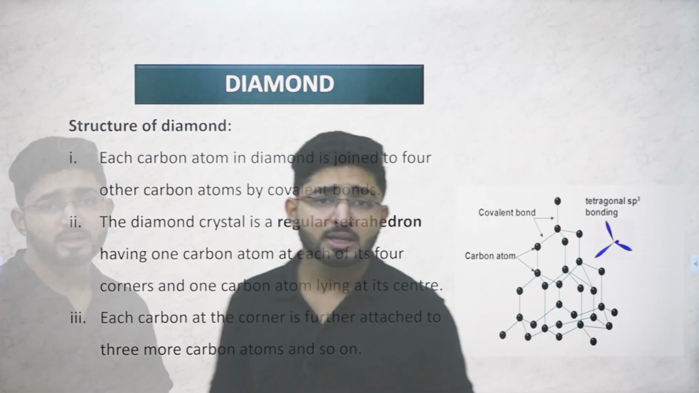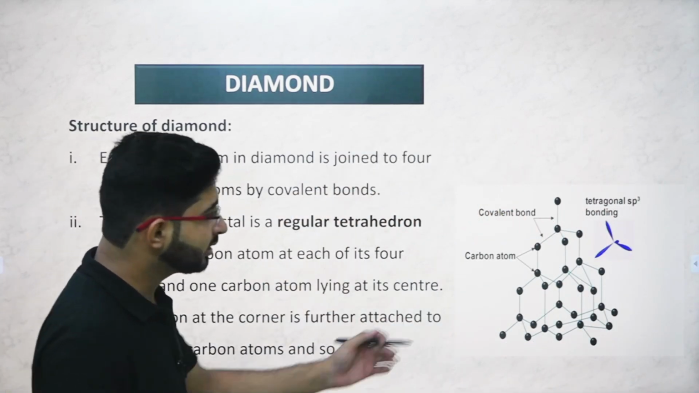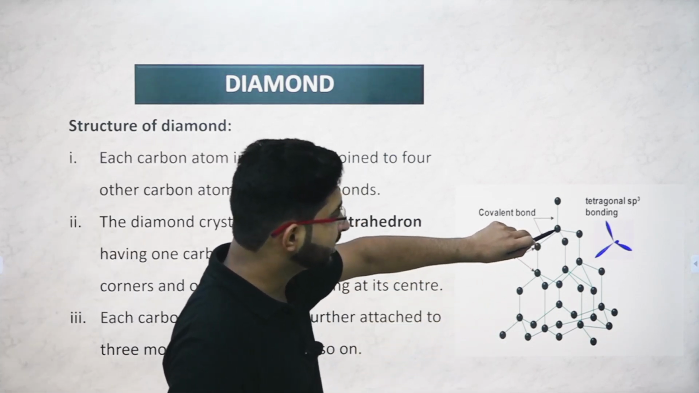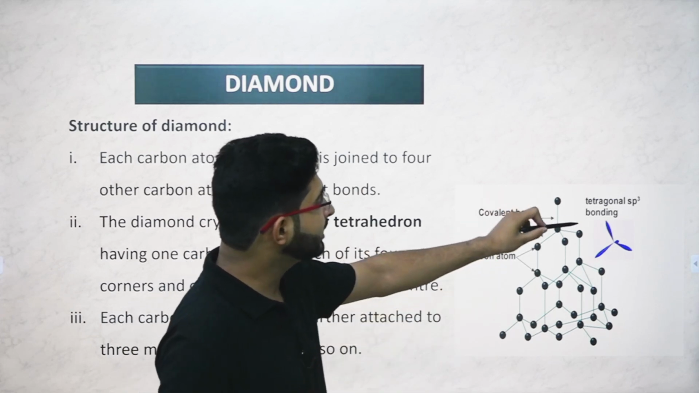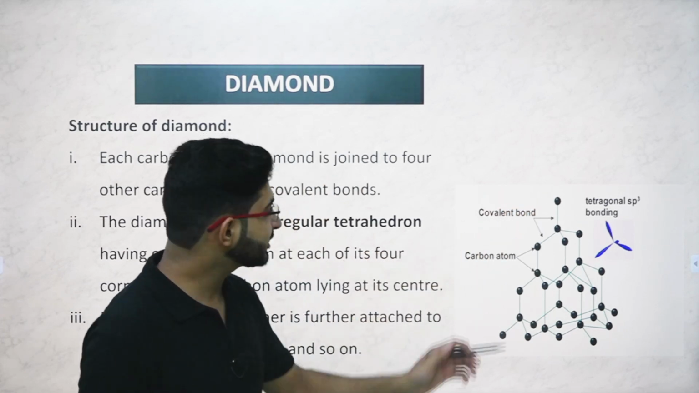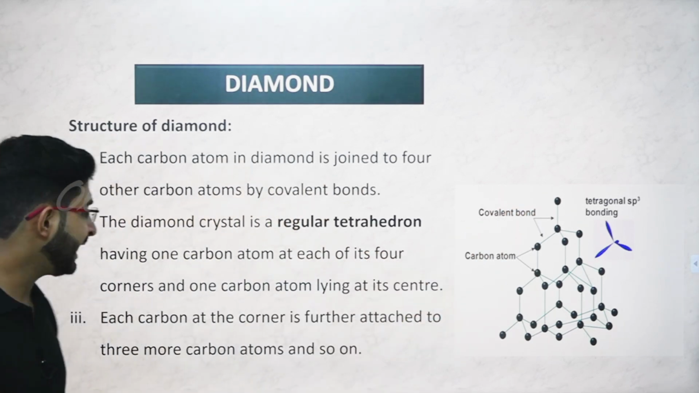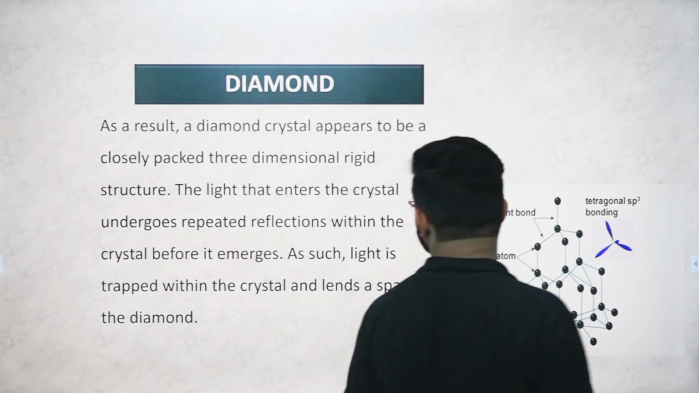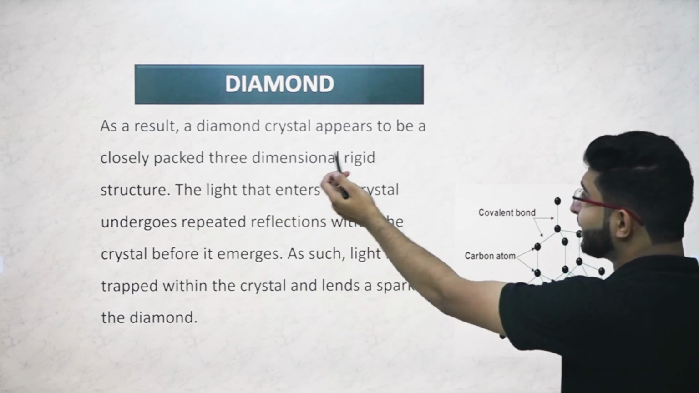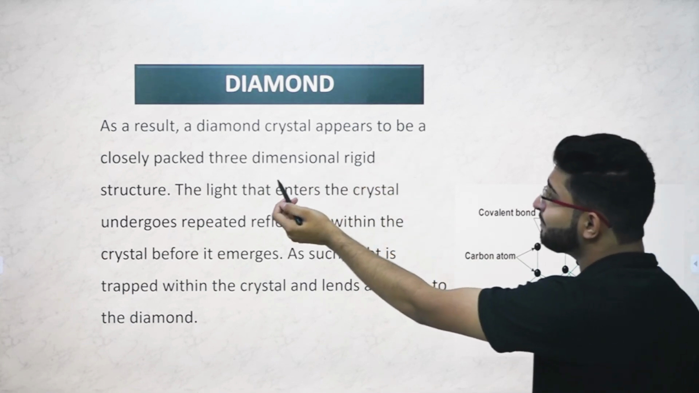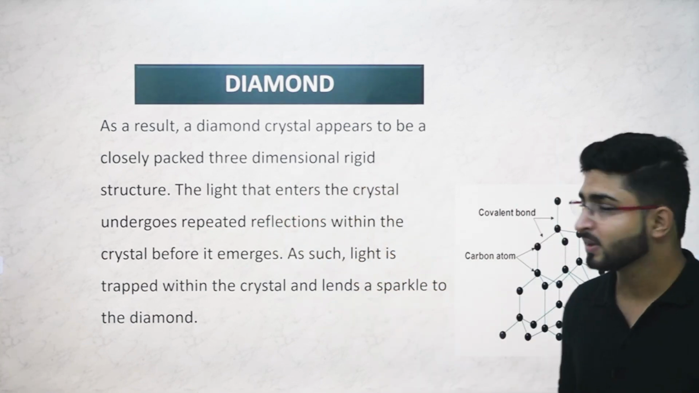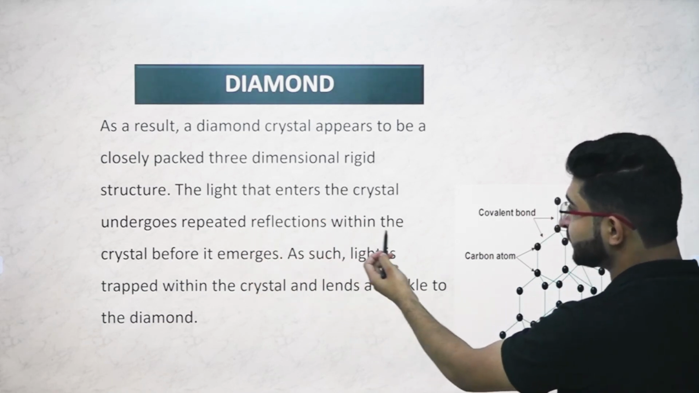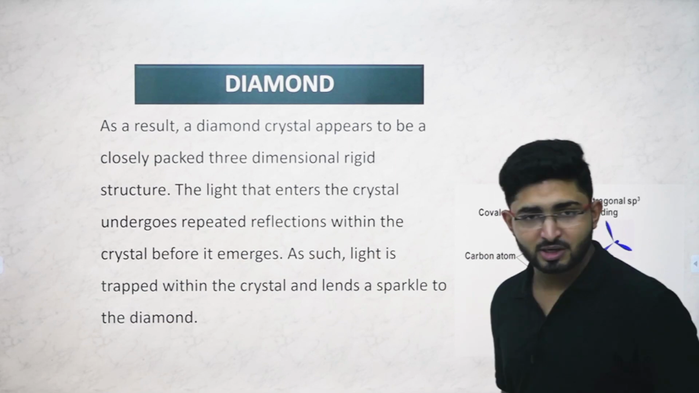We also studied the structure of diamond. As you can see here, the structure of diamond is a regular tetrahedron. But why? Because it consists of a carbon atom at the center and 4 carbon atoms at 4 corners. That's why it is a regular tetrahedron. As a result, a diamond crystal appears to be a closely packed three-dimensional rigid structure. The light that enters the crystal undergoes repeated reflections within the crystal before it emerges.